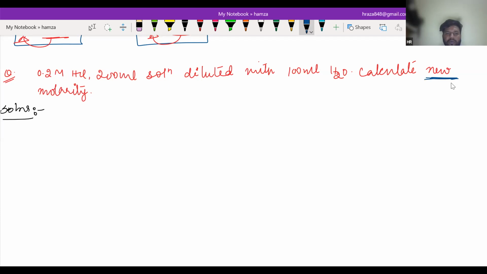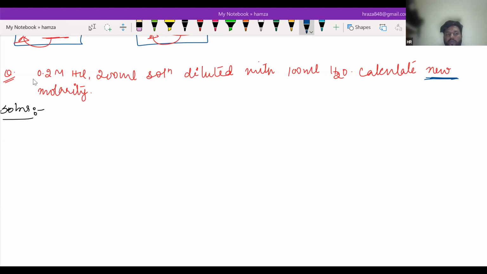Calculate new molarity. This is new. After diluting, the molarity will be changed. So I'm asking, what will be that new molarity? Can you solve it, sir? I tried solving it. I don't know.